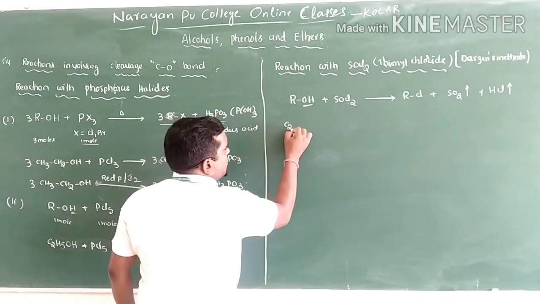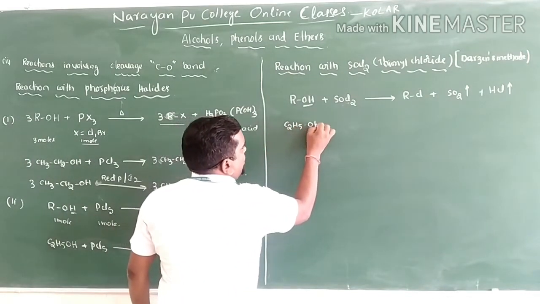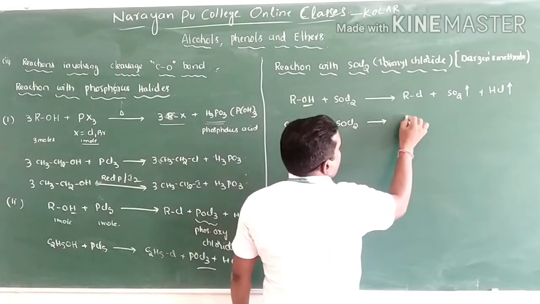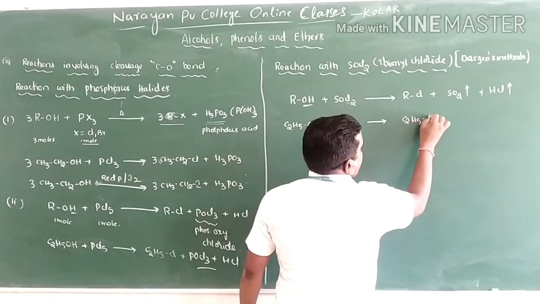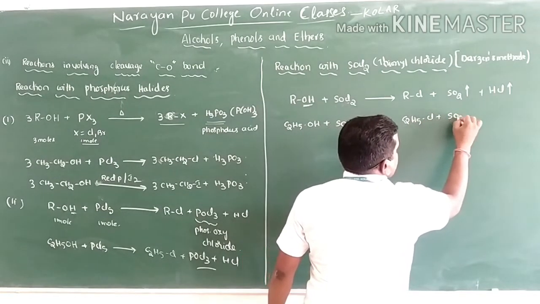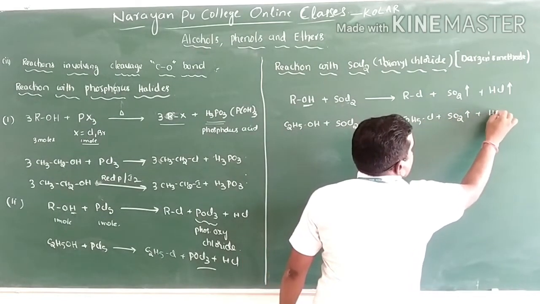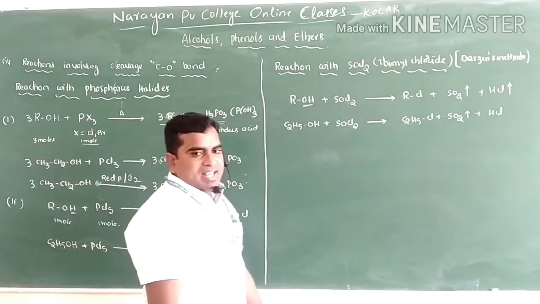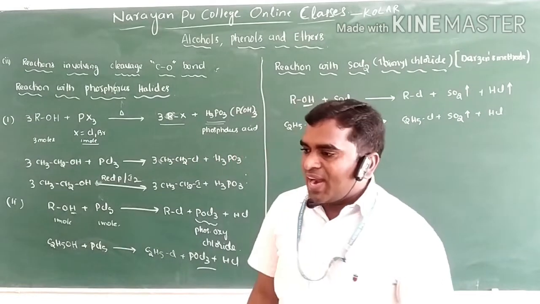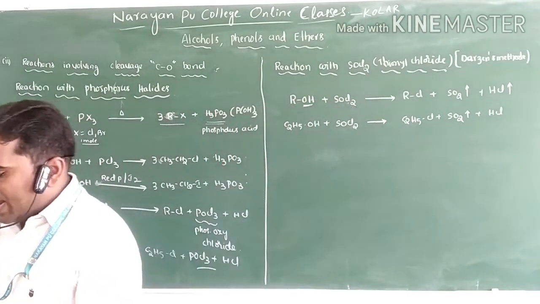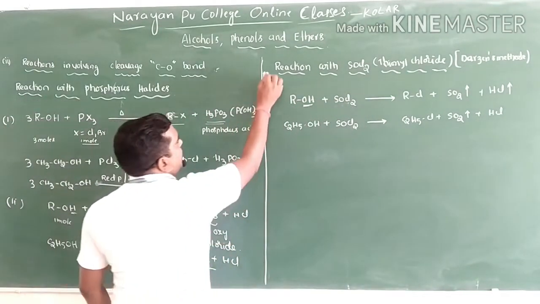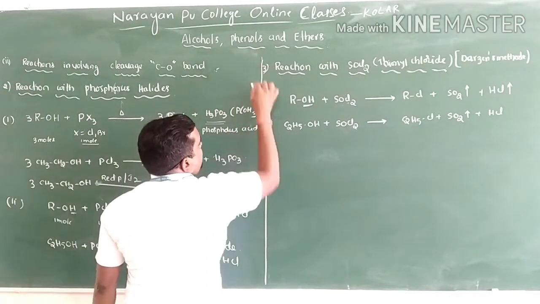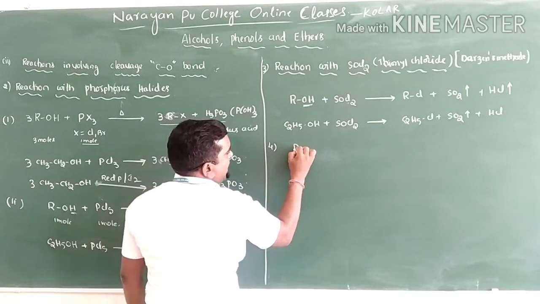Take the example: C2H5OH plus SOCl2. Then you will get C2H5Cl plus SO2 plus HCl. So this is the reaction with SOCl2. Clear? And the next one here is dehydration. The third one is dehydration.